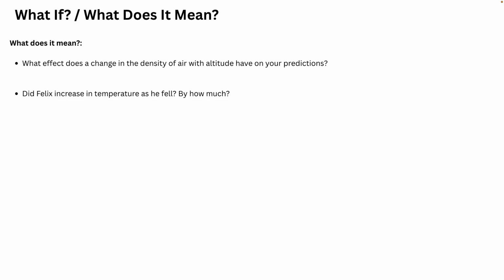And then, did Felix increase in temperature as he fell? Interestingly enough, as I looked into it, he did not personally increase in temperature very much at all, so it was quite negligible. His suit, however, did increase a lot because it started at, I believe, about negative 96 degrees Celsius, around there, when he was up in space. And then it obviously warmed up as he reached the surface of Earth.